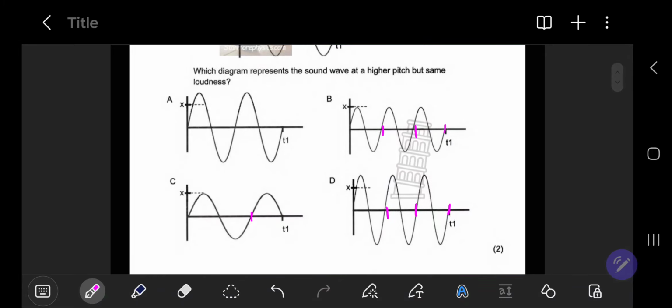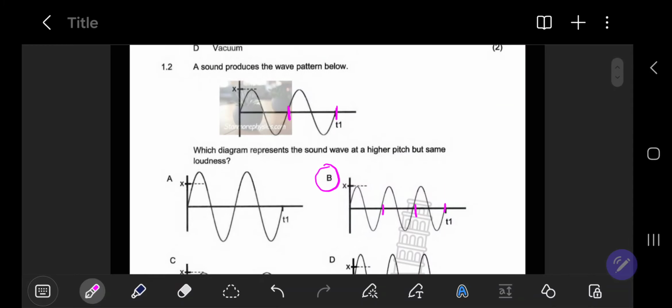So the frequency should only increase, not the amplitude, meaning that our answer is B. So the amplitude here matches what was given to us, but the frequency is higher, meaning that there is a higher pitch.